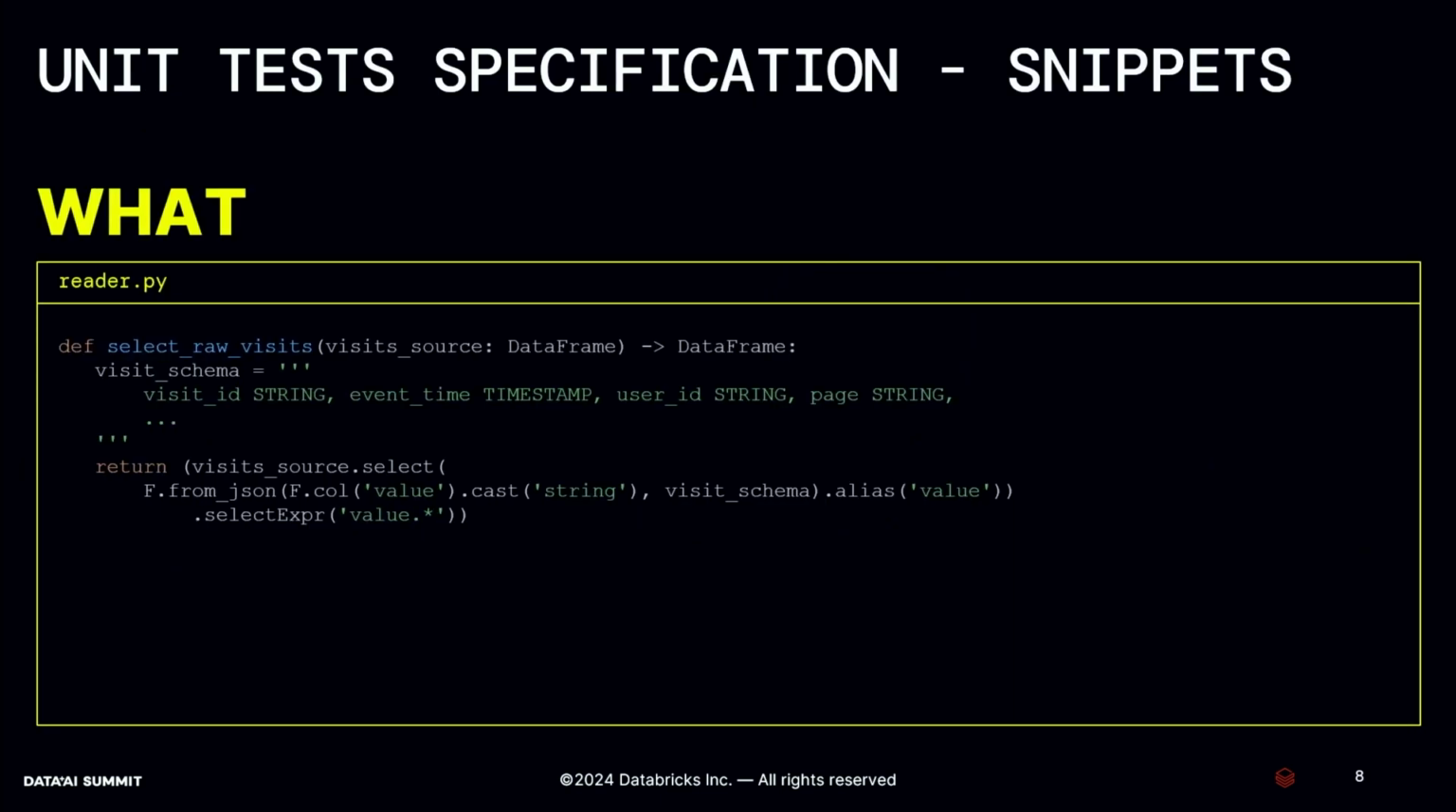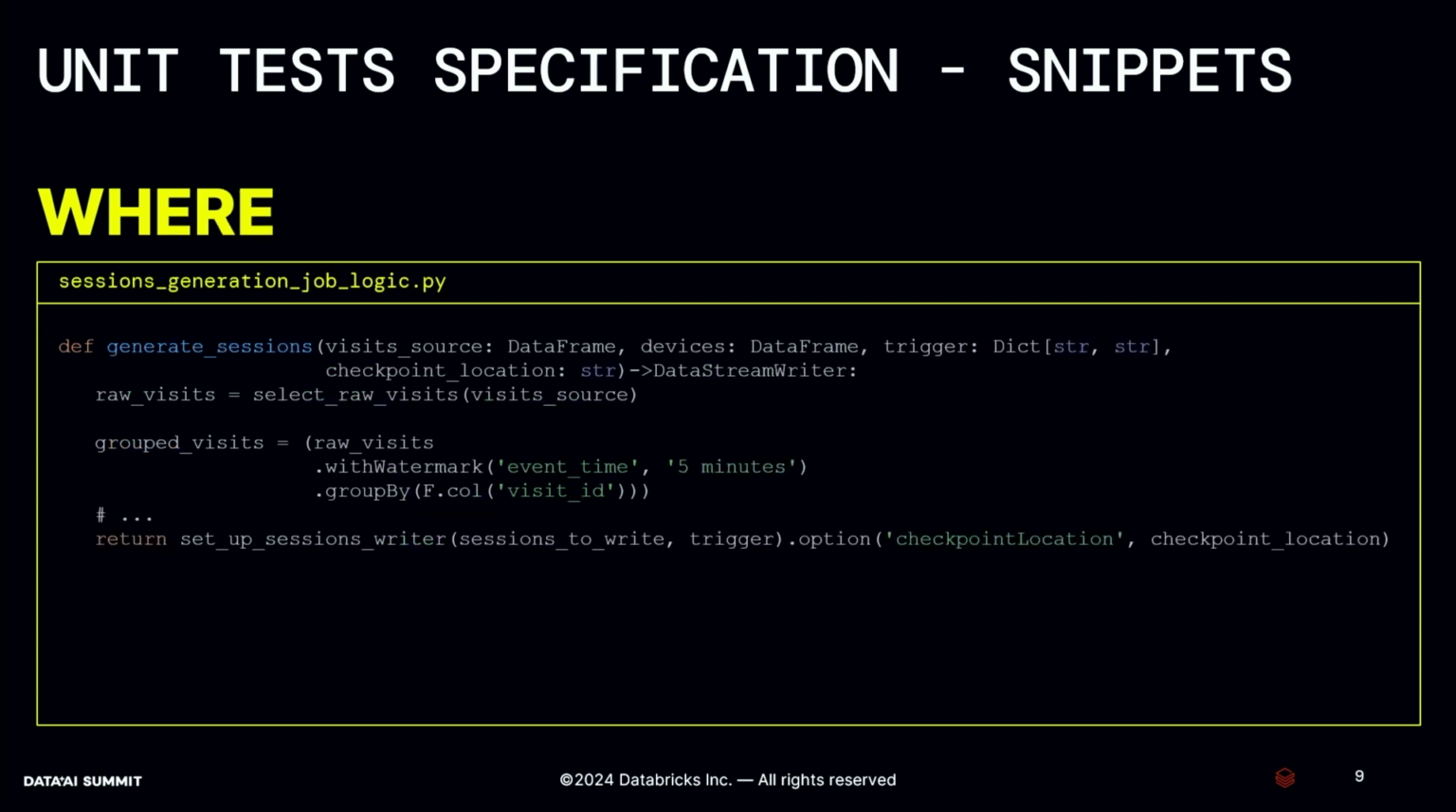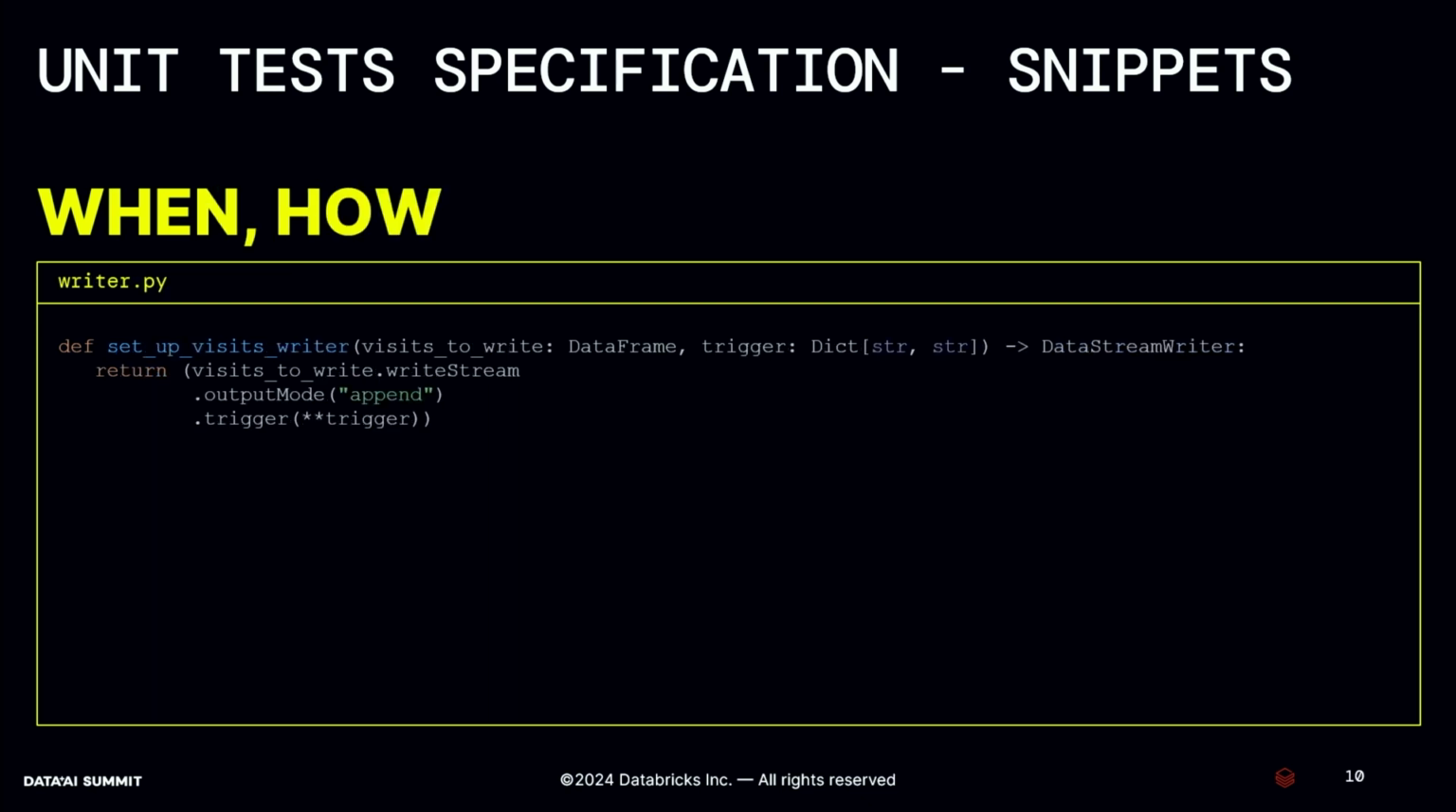When it comes to the what, the business logic is a kind of projection we are doing. For example, here we are extracting the visit and mapping it to the state of the visit. When it comes to the where, as you can see, there is this watermark expression, tightly coupled with the group by. So this is the event time aspect. And finally, there is the when and the how for the writer part, where, as you can see, there is the output mode and the trigger.